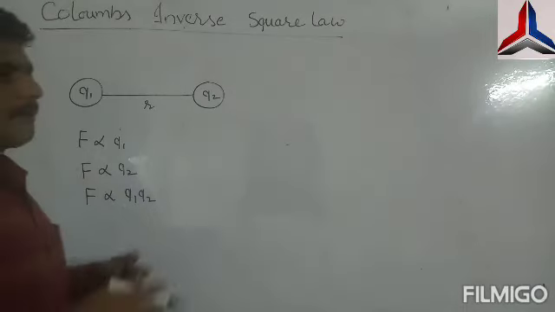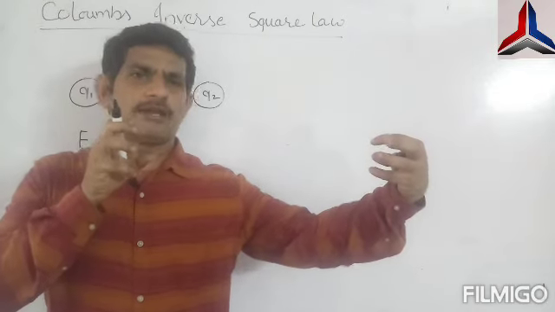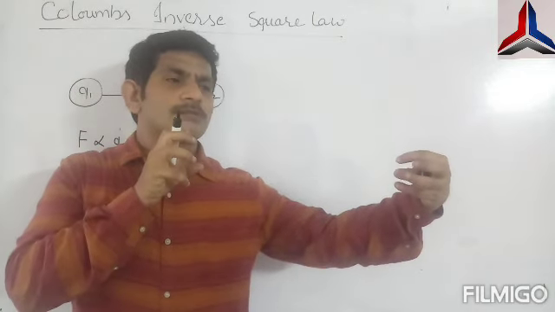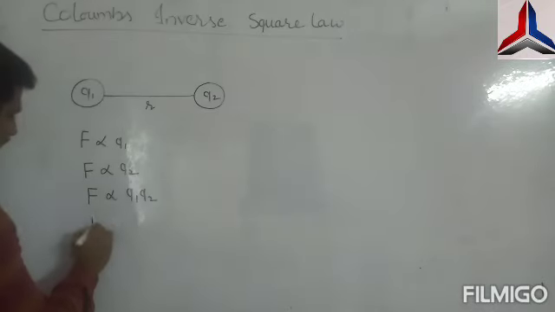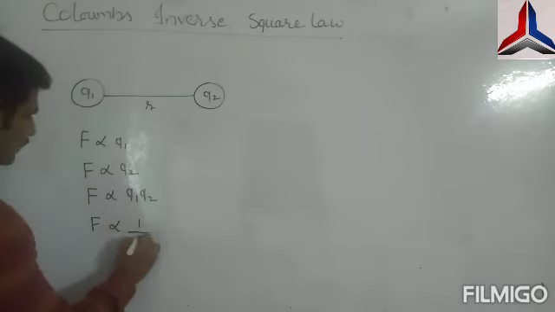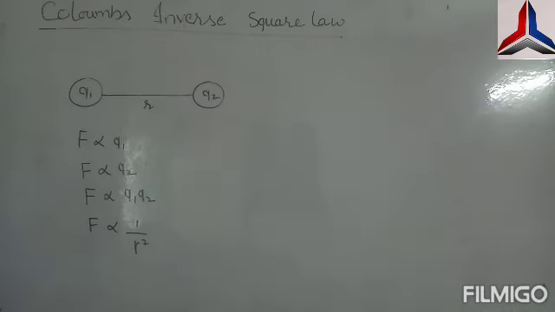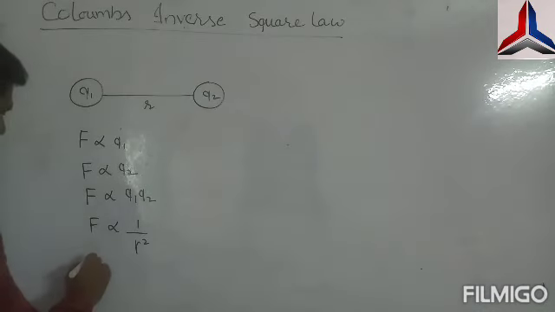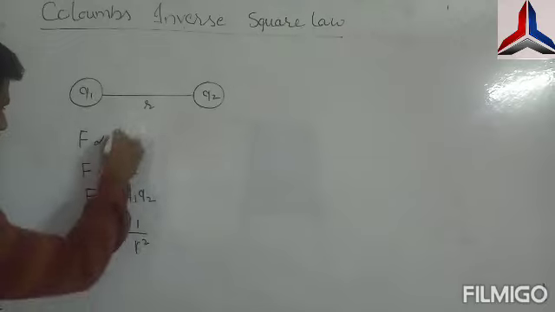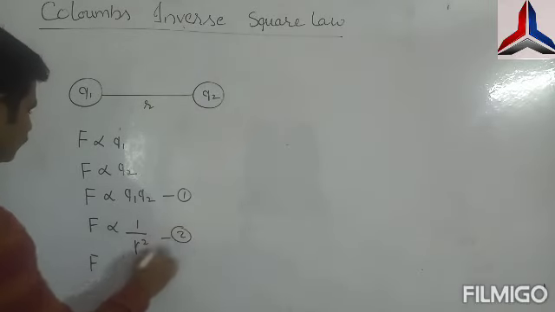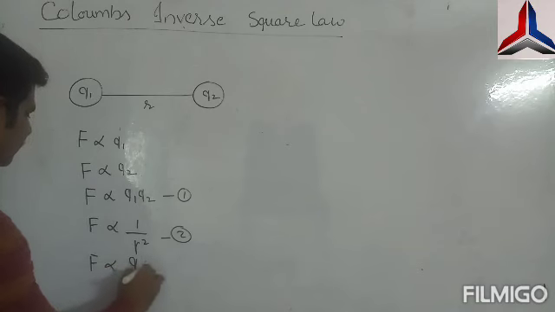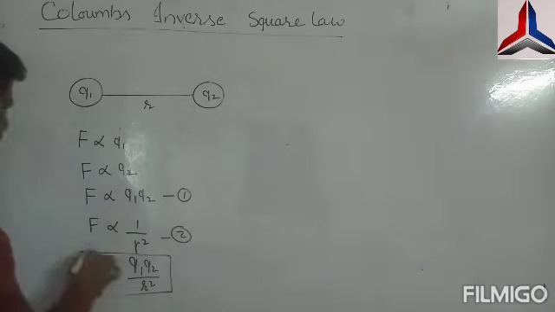Also, with magnets, if you separate them far away, you can notice the force between them will decrease. In the same manner, if two charges are separated by a far distance, the force between them will decrease to some extent. Therefore, from relation 1 and relation 2, F is proportional to Q1 Q2 by R square. This is Coulomb's inverse square law.